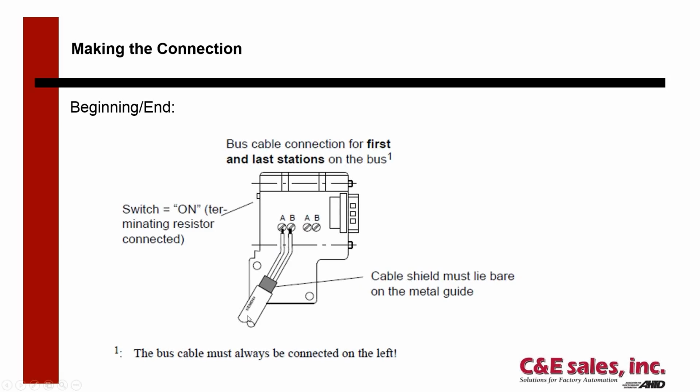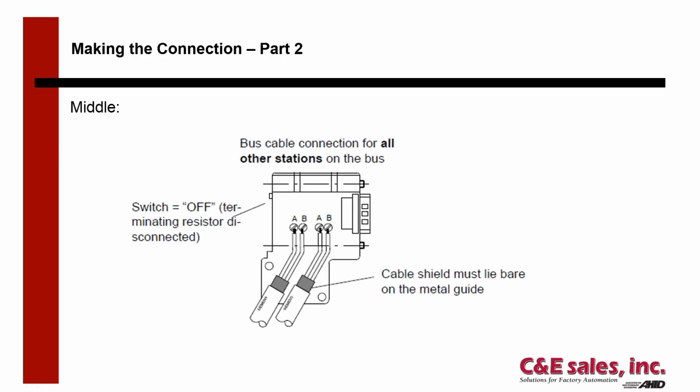All right, so the important thing here, termination resistor is on and the shield is exposed and lying on the metal guide. As far as connections in the middle, you want that termination resistor to be off. And if you notice, the cable shield needs to be exposed and lying on the metal guide as well. We want the shield connected not only at the beginning and at the end, we want to connect it in the middle.